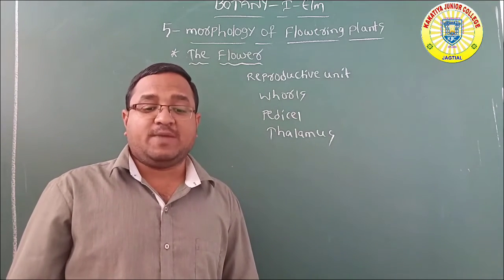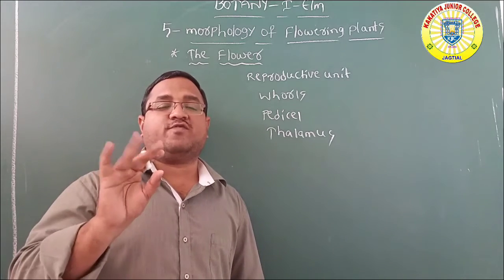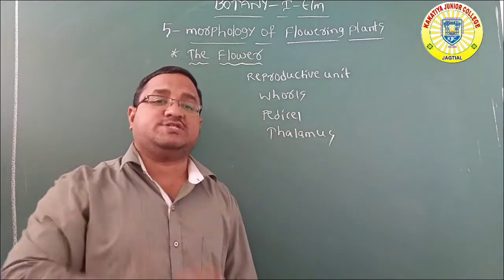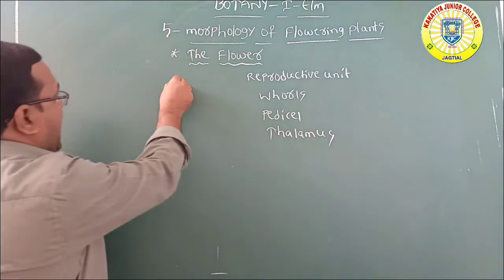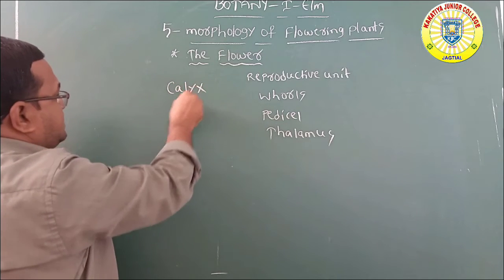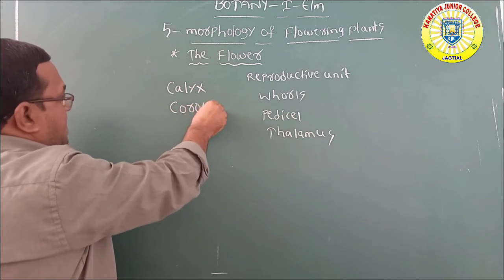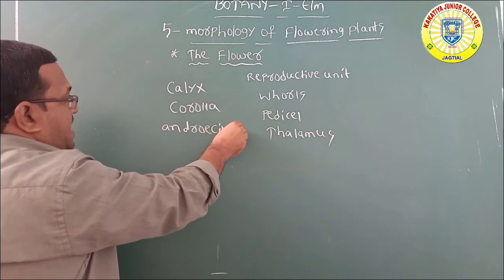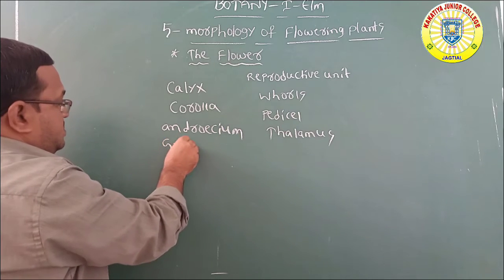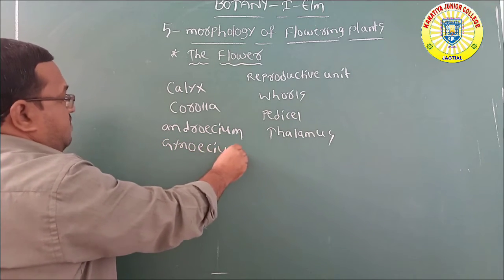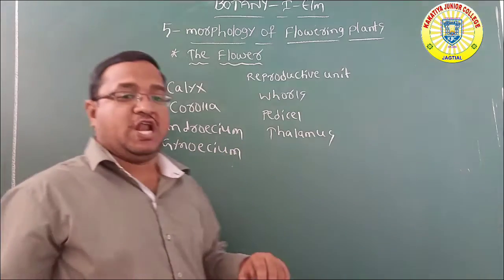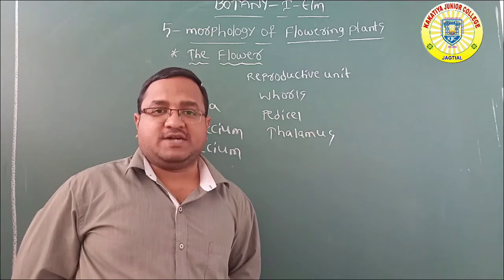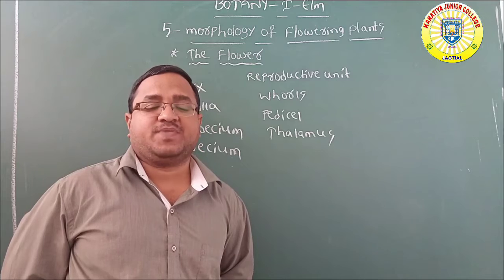But what are the four floral parts present on the thalamus in four different whorls? Calyx, corolla, androecium, gynoecium. These are the four floral parts: calyx, corolla, androecium, and gynoecium.